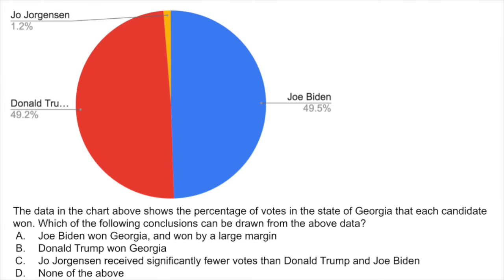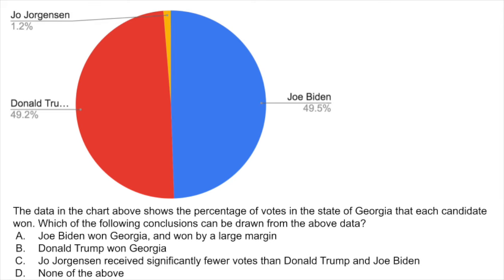Okay, this question involves a pie chart, and the question says, the data in the chart above shows the percentage of votes in the state of Georgia that each candidate won. Which of the following conclusions can be drawn from the above data? A. Joe Biden won Georgia and won by a large margin. B. Donald Trump won Georgia. C. Joe Jorgensen received significantly fewer votes than Donald Trump and Joe Biden. Or D. None of the above. Pause the video, figure this out, and we'll go over this.